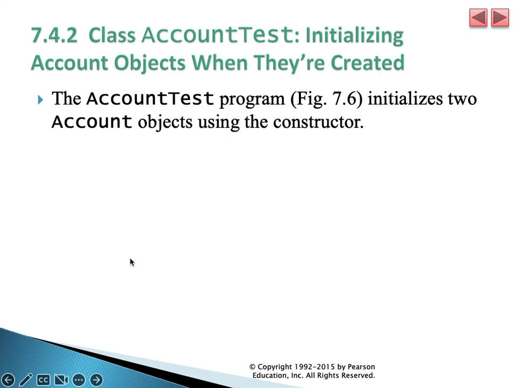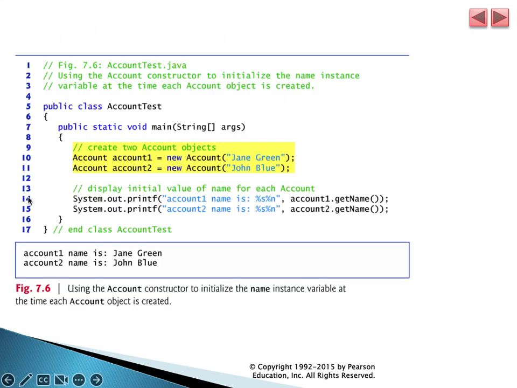So this is in the main method now. Because I have a constructor that gets a name, I created a new object. The first one with the name Jane Green, the second one with the name John Blue. Okay? And then here when I print the name, I print the account names. Okay?